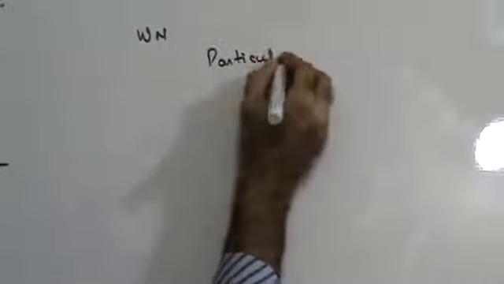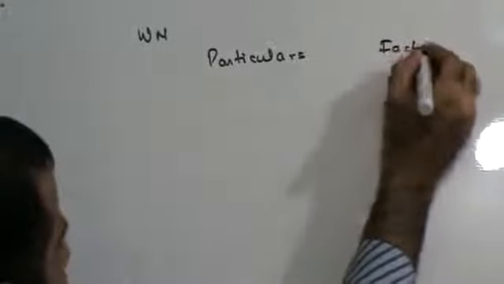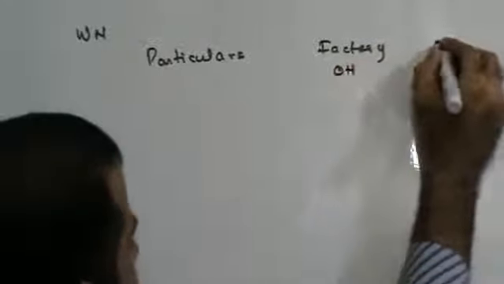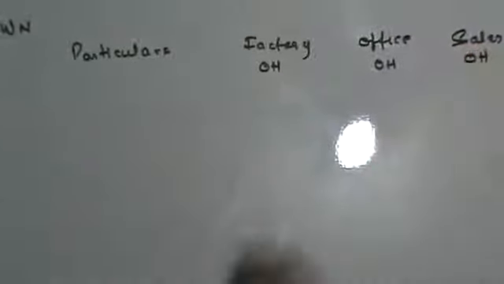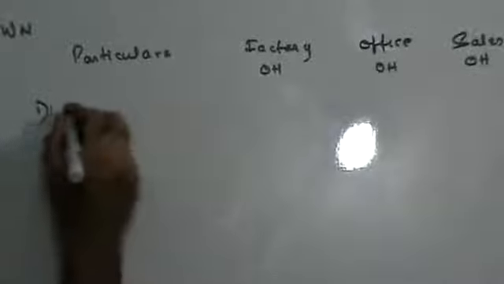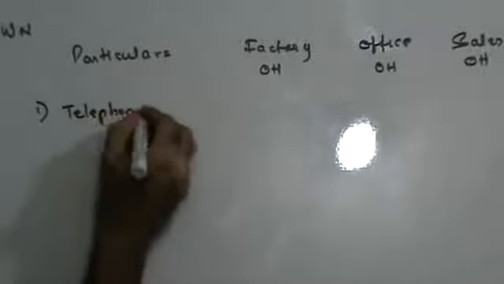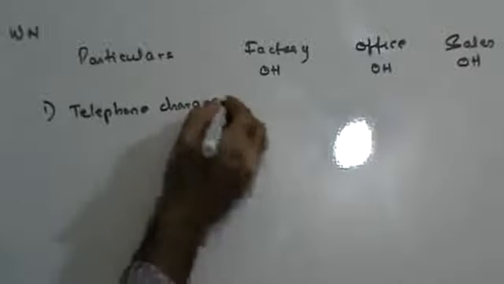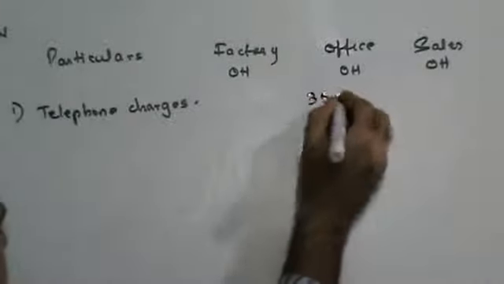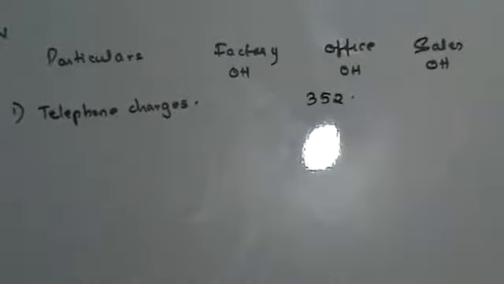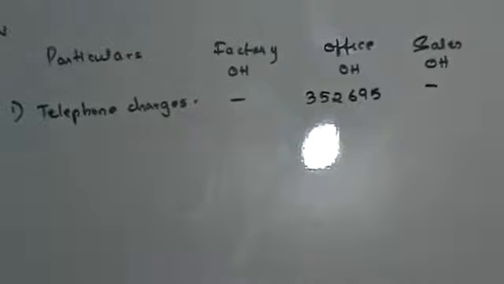Now let's see the working note here, guys. Particulars. We will bifurcate the expenses into factory overheads, office overheads, and sales overheads. Now, telephone charges. Telephone charges are office overheads. Telephone charges are given to you as 3,52,695.